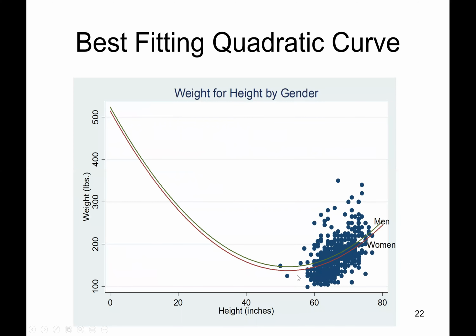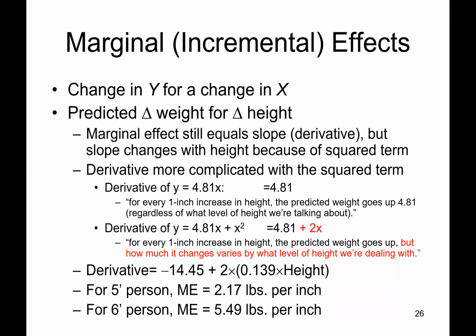But now we can see that this is a little bit different. If we're at 60 inches of height, the slope is lightly positive. But way over here, this slope starts to get a little bit steeper. We want to be able to account for that. So let's get back to marginal effects. The derivative is a little bit more complicated.